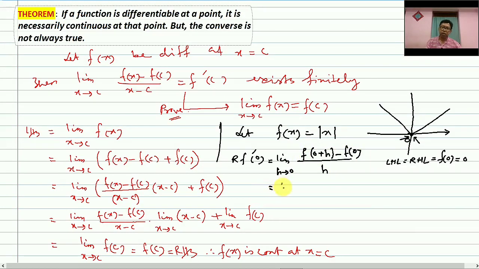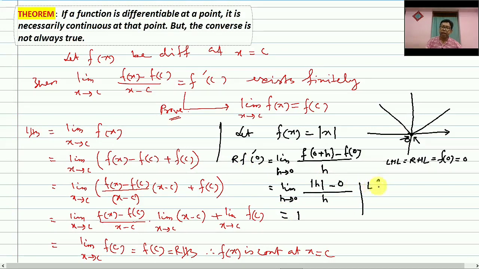Now this is equal to the limit as h tends to 0. Okay, f(0 + h), obviously this is f(h). And what is f(h)? f(h) means modulus of h, minus f(0). What will be f(0)? f(0) is mod 0, that means 0, upon h. Mod h, you know, this is equal to h. h divided by h is equal to 1. So the limit is 1. This is the right hand derivative.